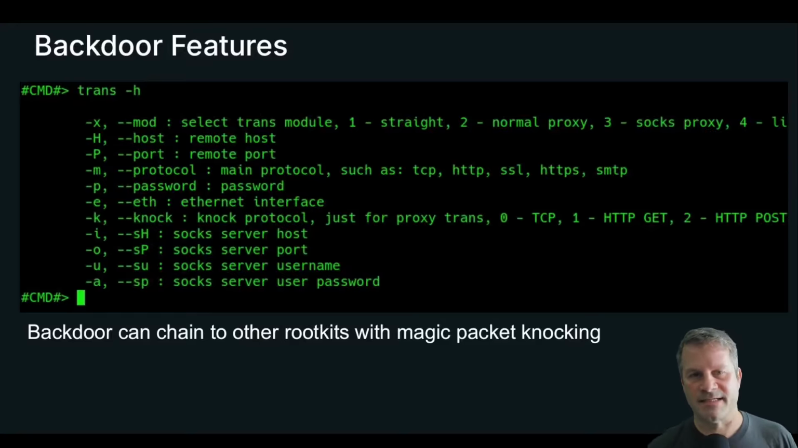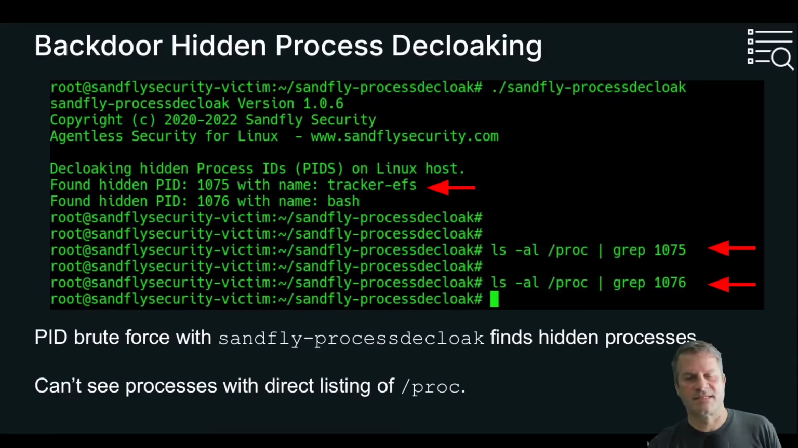So how do we find this? There's a couple different things here. First of all, we have a free tool called Sandfly Process Decloak. This does something called PID busting. PID busting is essentially, we're going to look at all the PIDs on that system that are showing that they're running, all these process IDs, and then we're going to do a manual check to see whether or not they're actually showing up in the proc directory. For this particular rootkit, it works well. This doesn't work on every rootkit, but for this rootkit, it works great.